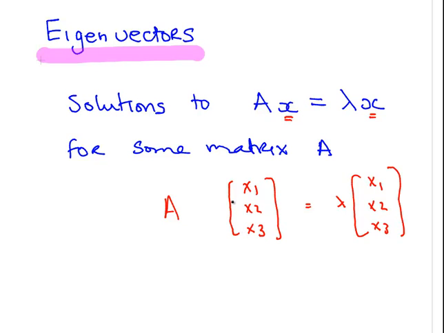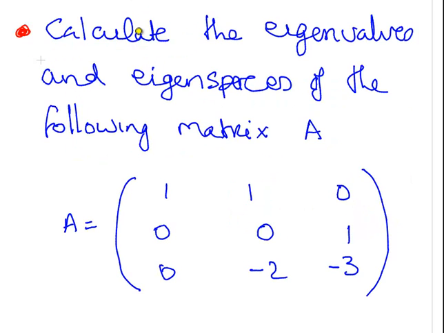Now, if you can't come up with a unique solution, you would call it an eigenspace. We're going to see that shortly, because this example would have eigenspaces. So the eigenvectors again are solutions for x for this equation: A times x equals lambda times x for some matrix A. Okay, so let's get cracking.